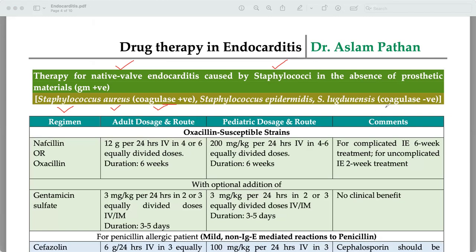While coagulase negative is the bacteria from the group of Staphylococcus, and the name is Staphylococcus epidermidis. And the second bacteria is Staphylococcus lugdunensis.